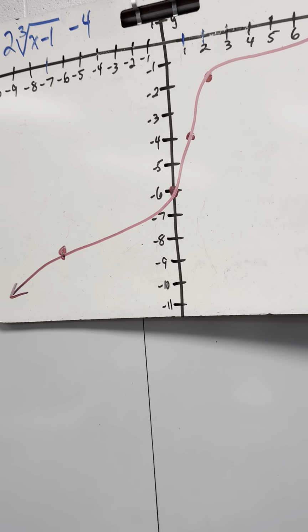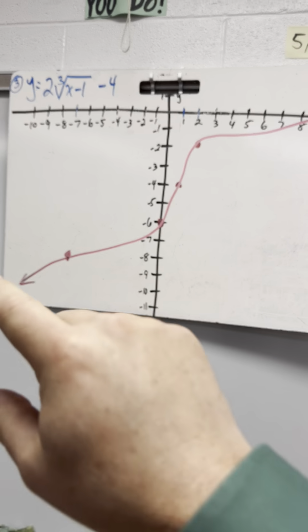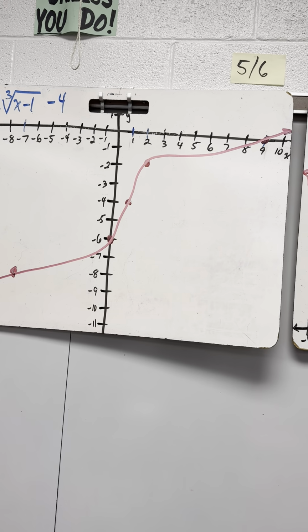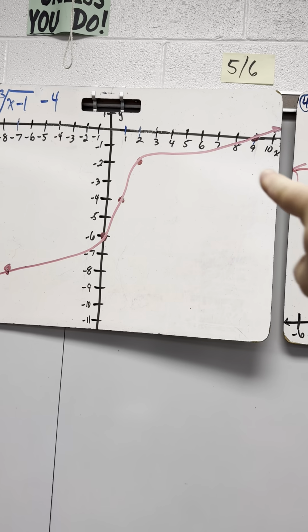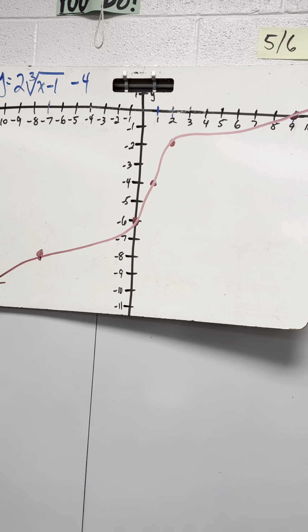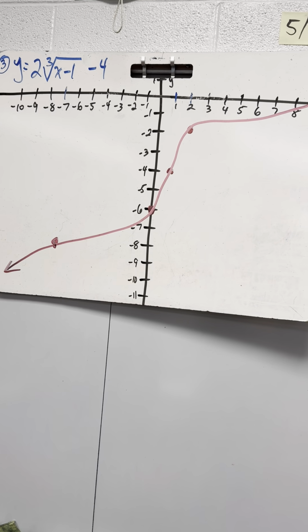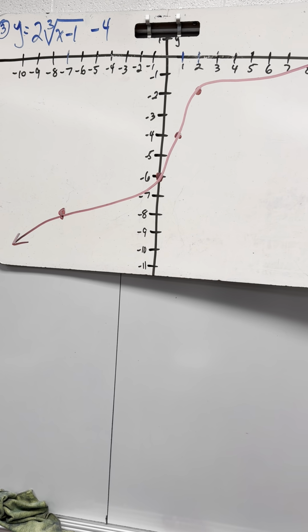All of your cube root graphs will look some kind of swerve like this. It'll be a swervy thing like that. It'll go up and then to the right. Or it could go down to the right, okay, if it's negative, which we're going to see in the next one.